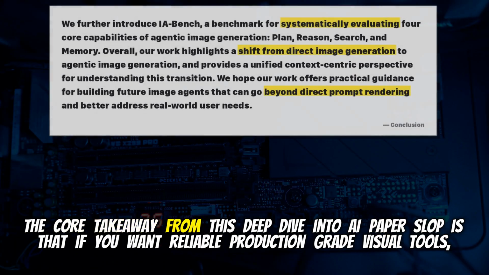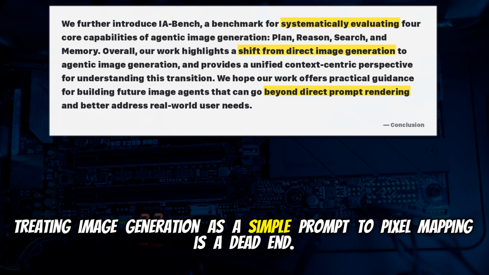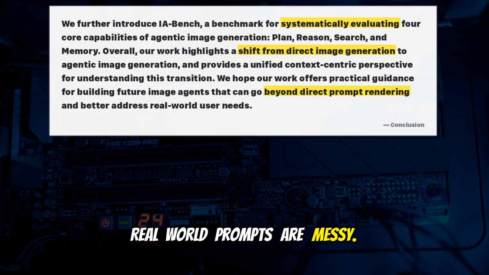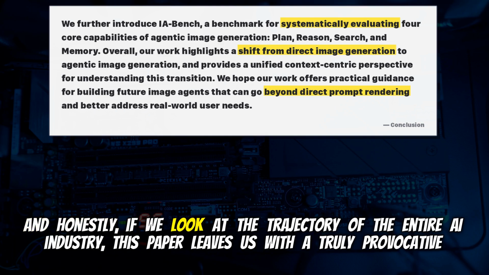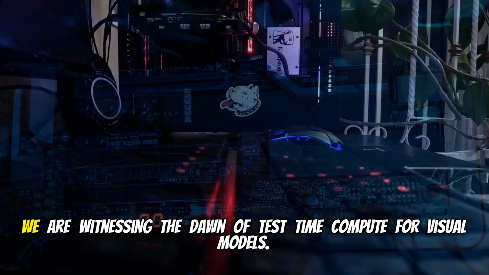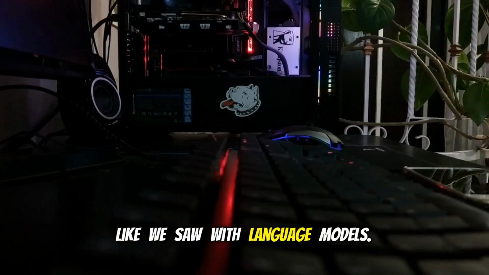The core takeaway from this deep dive into AI paper slop is that if you want reliable production-grade visual tools, treating image generation as a simple prompt to pixel mapping is a dead end. Real-world prompts are messy. Crossing that context gap requires a robust systems engineering approach. And honestly, if we look at the trajectory of the entire AI industry, this paper leaves us with a truly provocative thought. We are witnessing the dawn of test-time compute for visual models. Right, like we saw with language models.